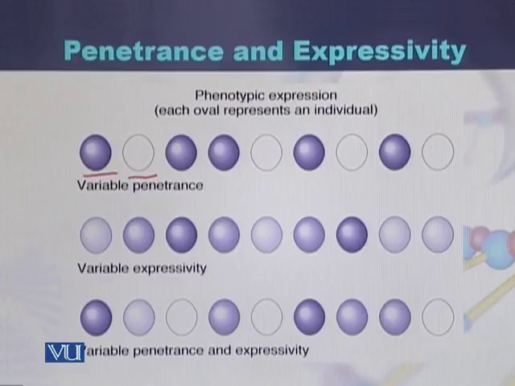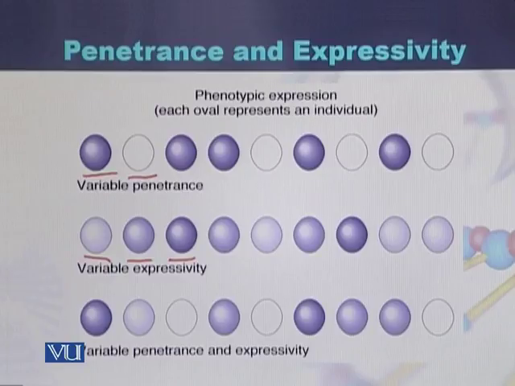In case of variable expressivity, we can see that this cell has light blue color, this cell has moderate blue color, and this cell has dark blue color. So there is variation in the color of the cells. Such a phenomenon, where there is variation in the cells, is called variable expressivity.